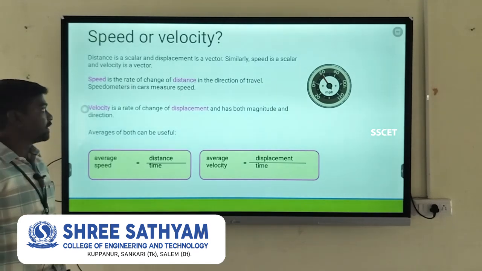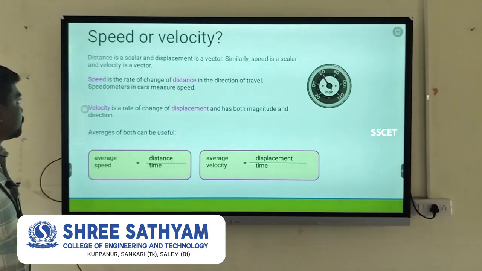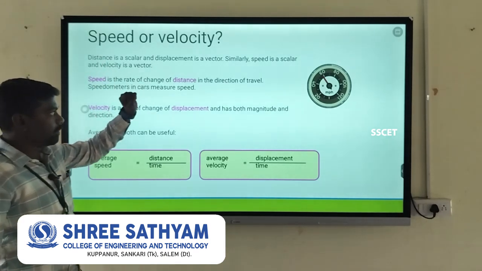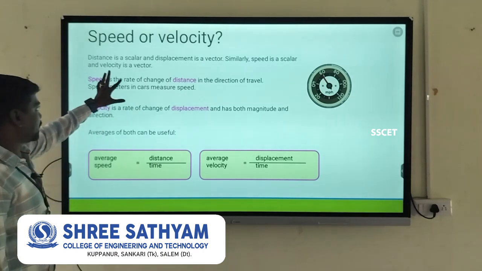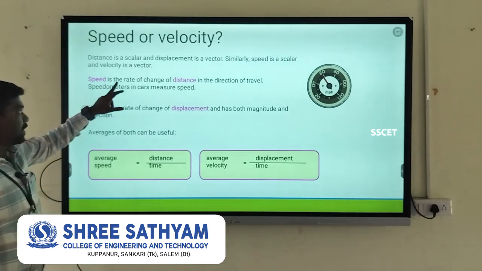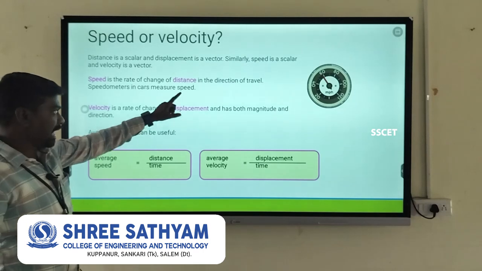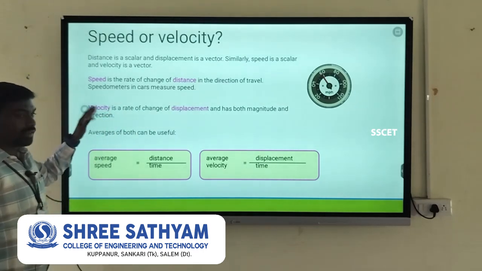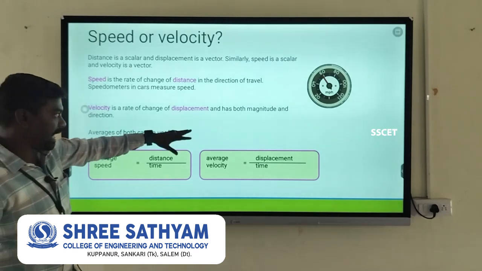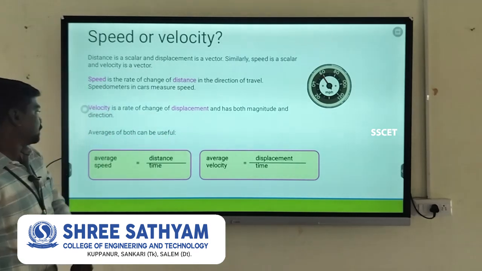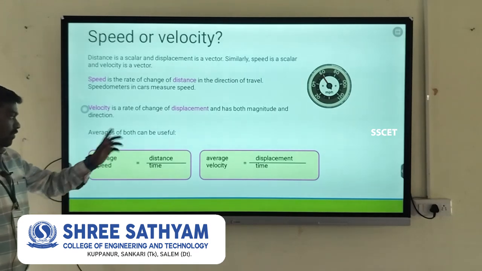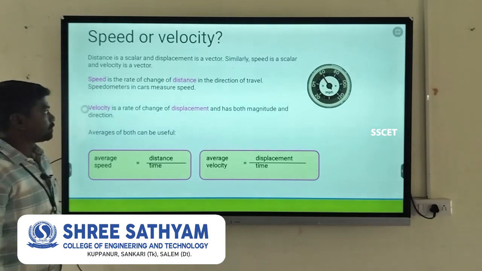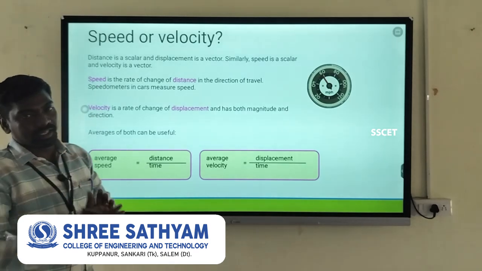So next slide, speed or velocity. Distance is a scalar and displacement is a vector. Similarly, speed is scalar and velocity is vector. Speed is the rate of change of distance in the direction of travel. The speedometer in a car measures speed. Velocity is the rate of change of displacement and has both magnitude and direction. The average of both can be useful. So what is called speed?